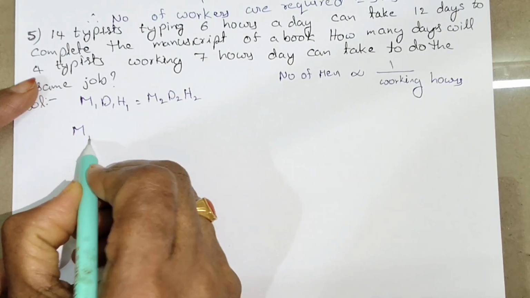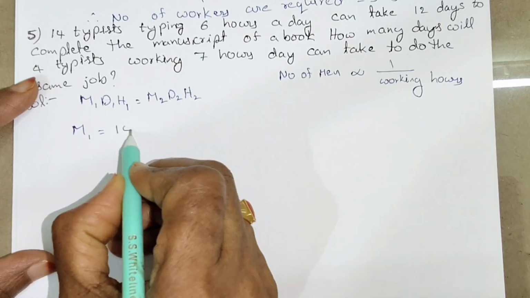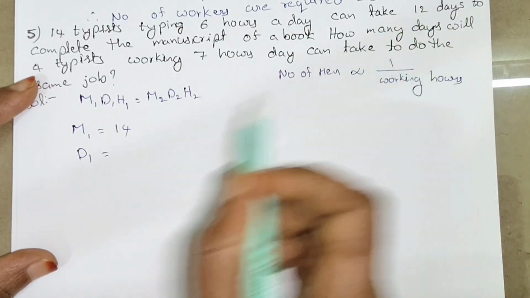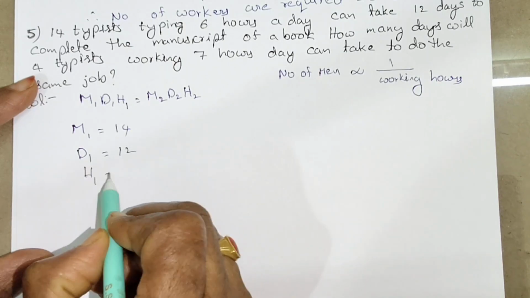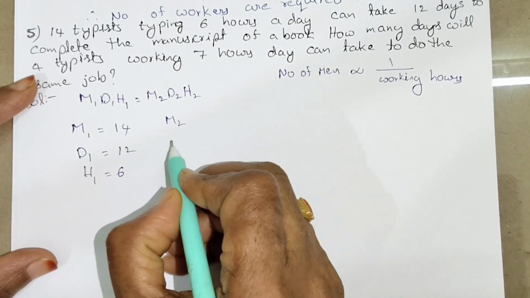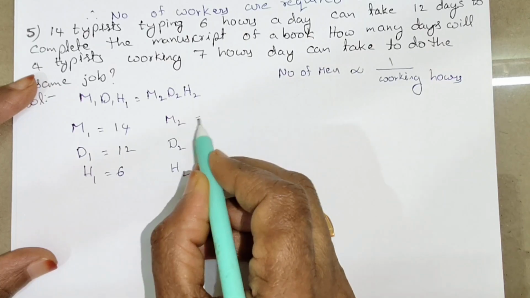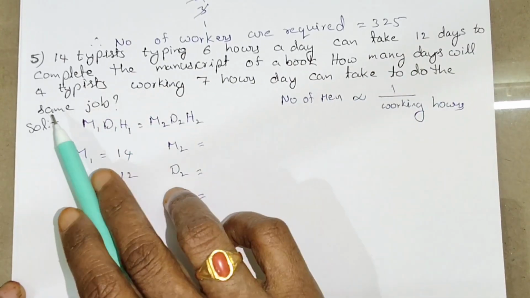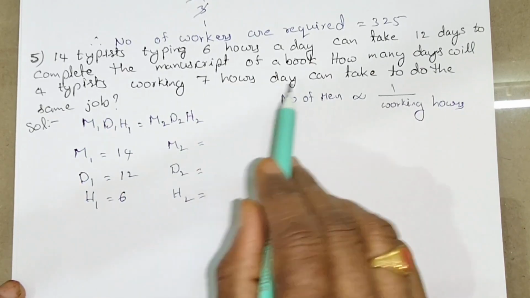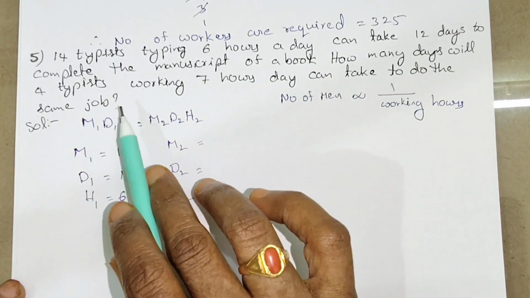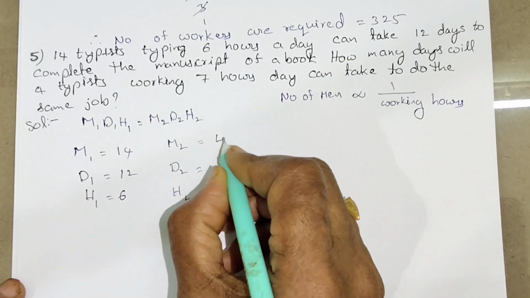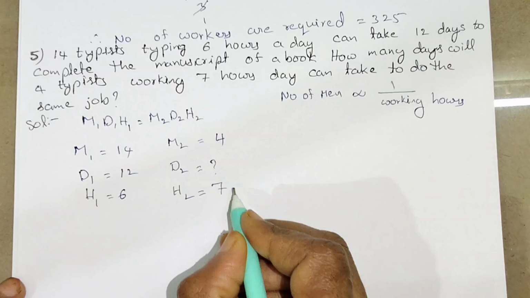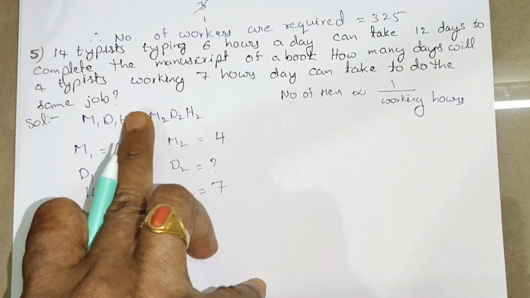Here M1 equal to 14 typists. D1 equal to, 6 hours a day can take 12 days. Here 12 days. Here H1 equal to 6 hours. So M2 D2 H2. How many days will 4 typists working 7 hours a day take to do the same job? Here 4 typists. Here we find the required days. Here 7 hours, we write 7 hours. So now these values we substitute in this ratio.